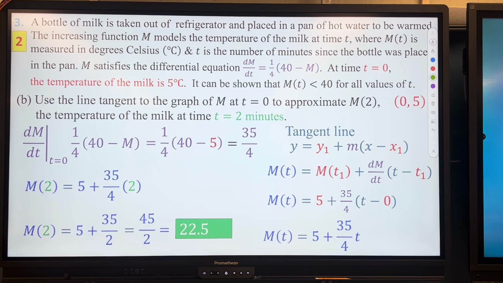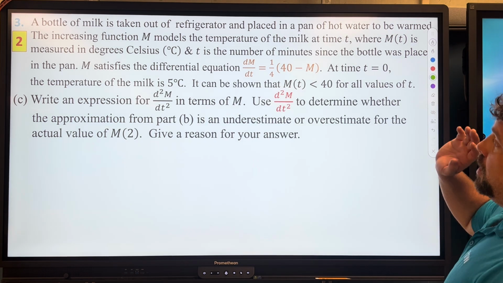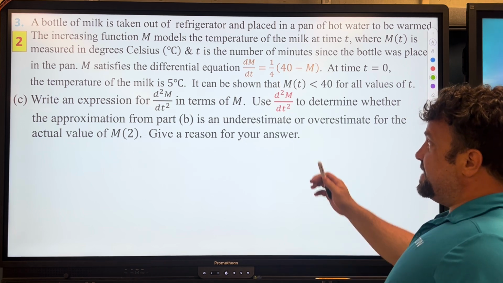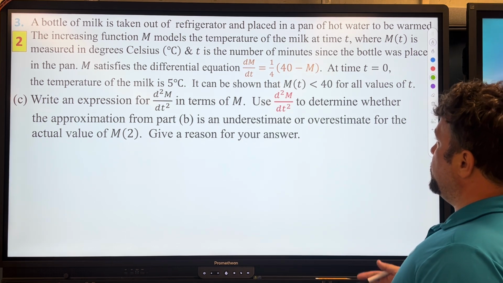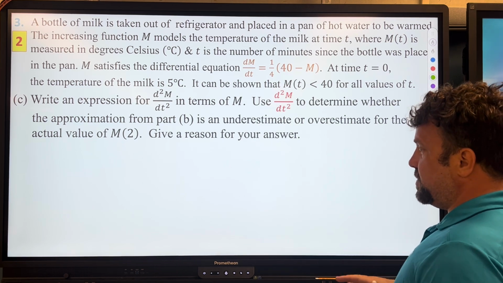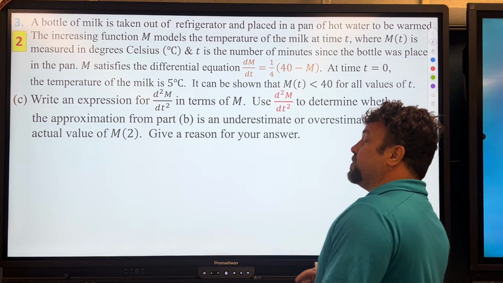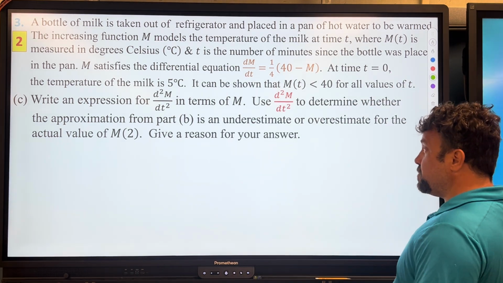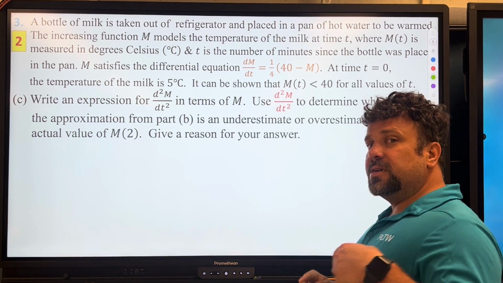Next one, 3C. Oh, wait. Don't forget your degrees Celsius. Degrees Celsius is important. You need units. Write an expression for the second derivative in terms of m. So we're going to use the second derivative to determine whether the approximation from part B is an under or an overestimate. This wasn't used in 2024, but 2023, 2022, I think 2021, they all used overestimates. Good thing to know. And all it deals with is concavity.